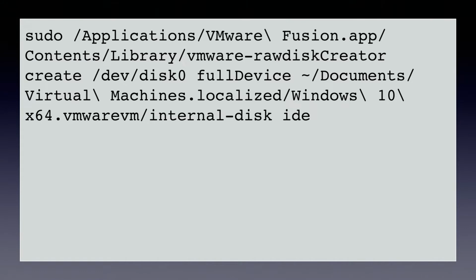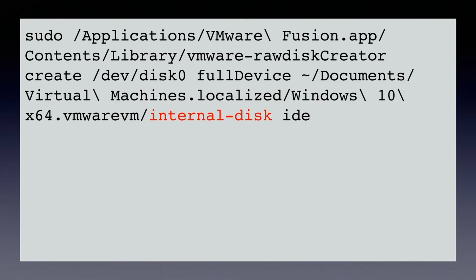I'm going to step through these so you can see them. So sudo, obviously, is a big step. Inside the VMware Fusion app itself, there is a tool called VMware Raw Disk Creator, and that's exactly what it's designed to do: take real physical disks and turn them into the disks for the VM. So we give it the create command and grab whichever disk that is. For me on the Mac Pro it was dev disk 0. Then we say we want that whole full device taken up to be the physical disk, and we put in the path to where the VMware VM file is located, the file created when I created the VM.